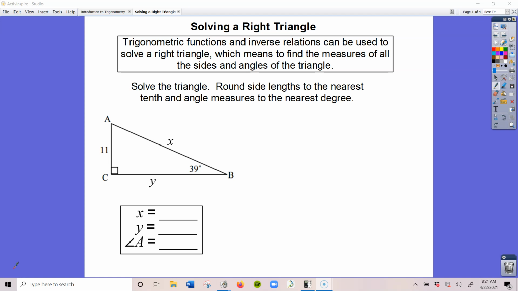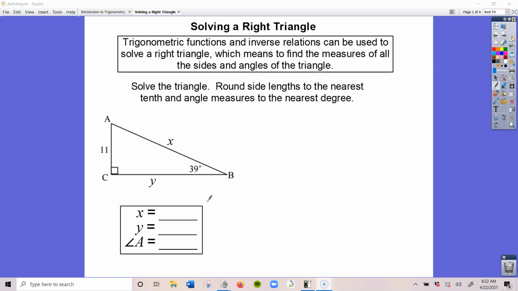Hey guys, today we're going to learn how to solve a right triangle. Solving a right triangle basically means that you're going to solve for all the missing sides and missing angles. So first we have here this triangle ABC. We are missing sides X, Y, and angle A. So we can choose to solve for any of these in any order that you would like.